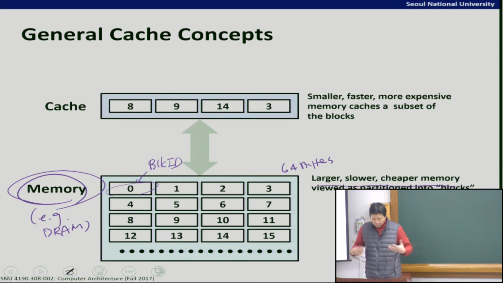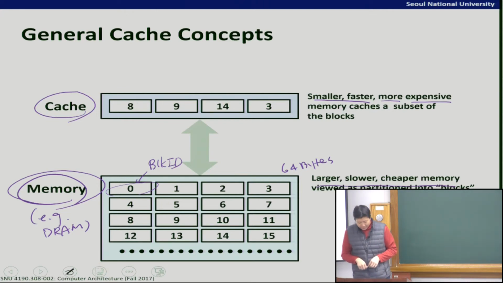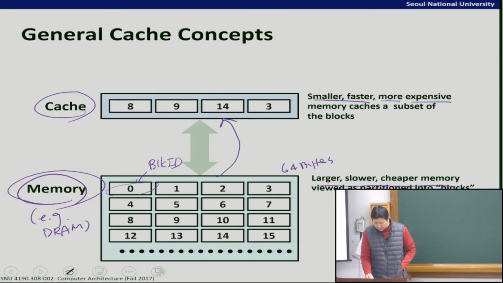So this is the main memory partitioned into blocks, and the cache is a smaller, faster, and more expensive memory which holds a subset of the blocks. Then the question is, which subset do we want to place in the cache? Because we have a lot more blocks in memory than we can put in the cache. So we have to select which blocks to place in the cache and which not to. That's the decision we have to make.